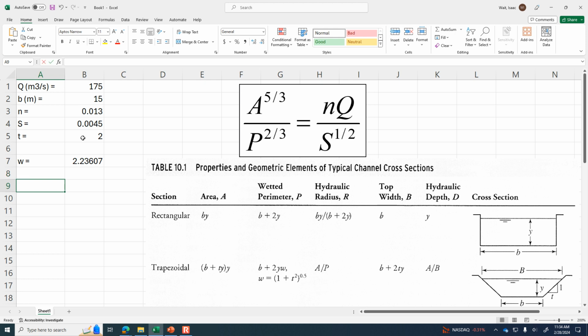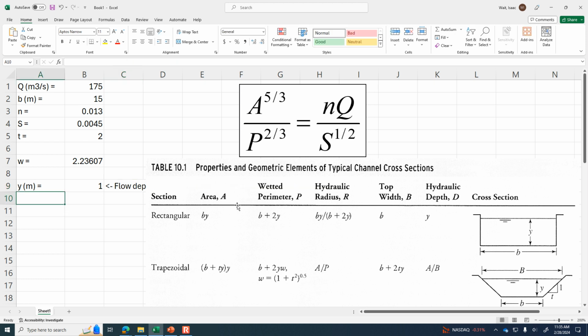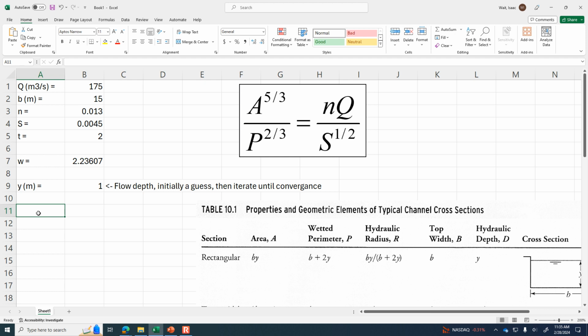And then we're going to have to put in some guess for the y value in meters. So let me just start off with a guess of 1 meter. So this is the flow depth. Initially guess, then iterate until convergence. Okay, and with that guess, we're going to calculate the area of the channel in meters squared, the wetted perimeter in meters, and then the hydraulic radius, which is also in meters.